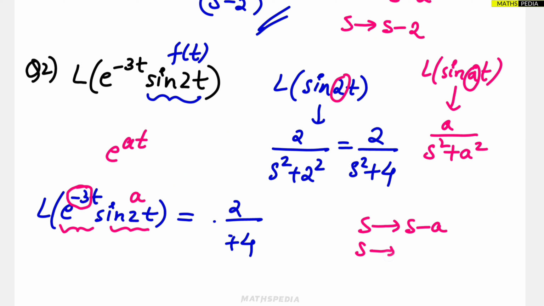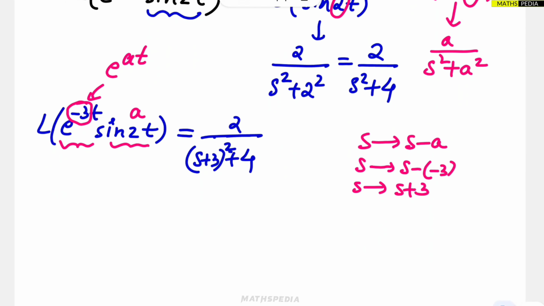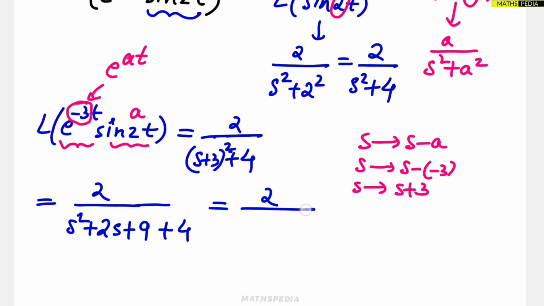It has to be converted into s minus a. What is the a value? Minus 3. Be careful. Very important. It is minus 3. So that's why we have to put minus 3 here. So s has to be converted into s plus 3. Simple. So what will happen over here? It will be s plus 3 whole square. Right? Now simplify this. What will happen? 2 divided by s plus 3 square, plus 4, which is 9 plus 4, equal to 2 divided by s square plus 6s plus 13. Final answer.